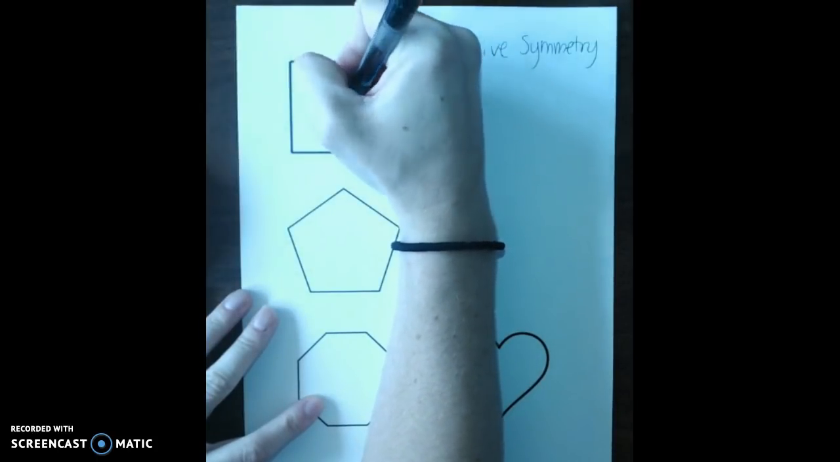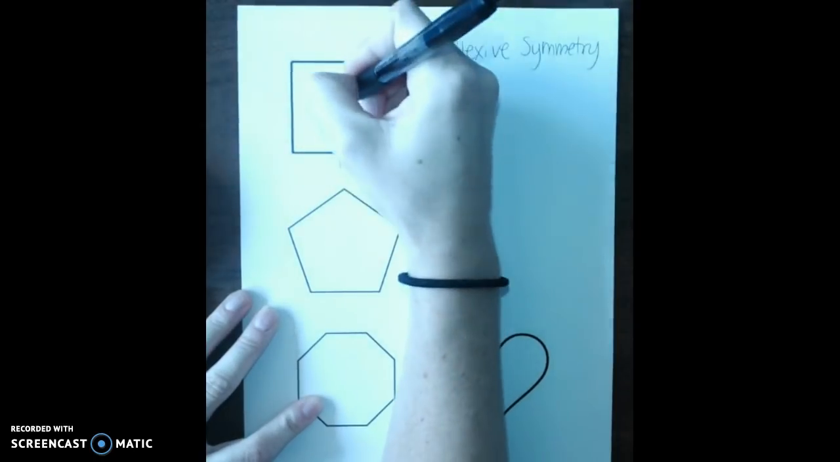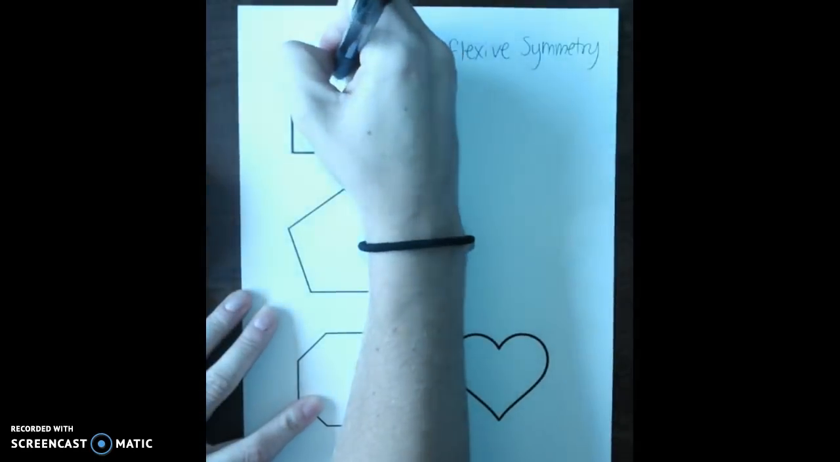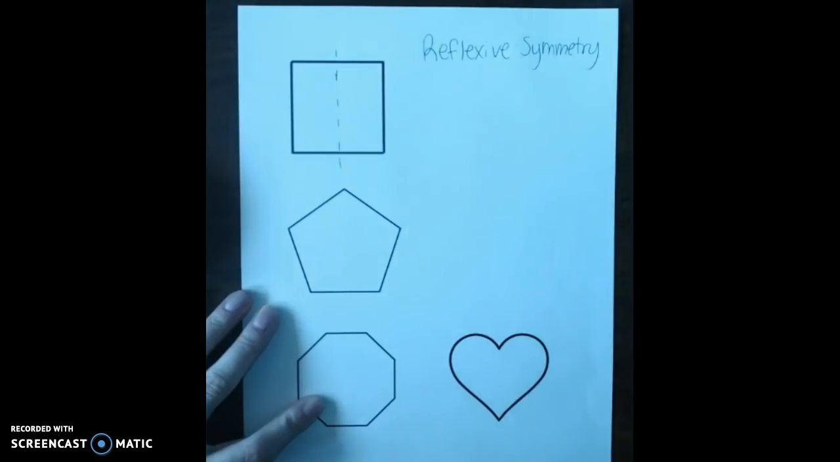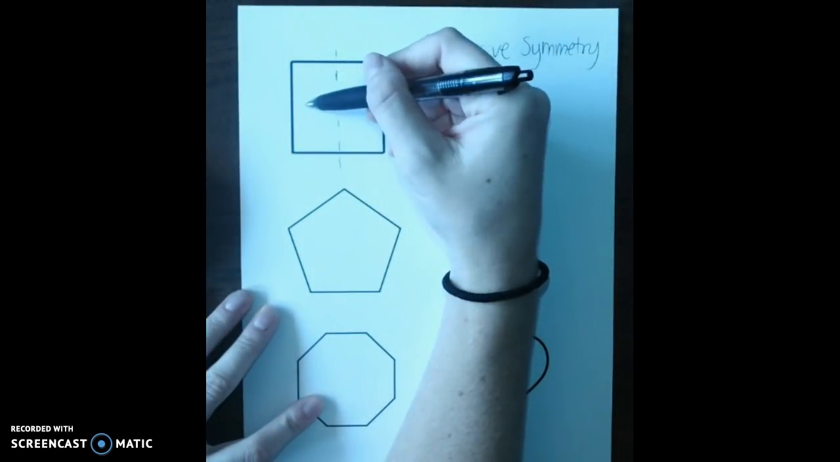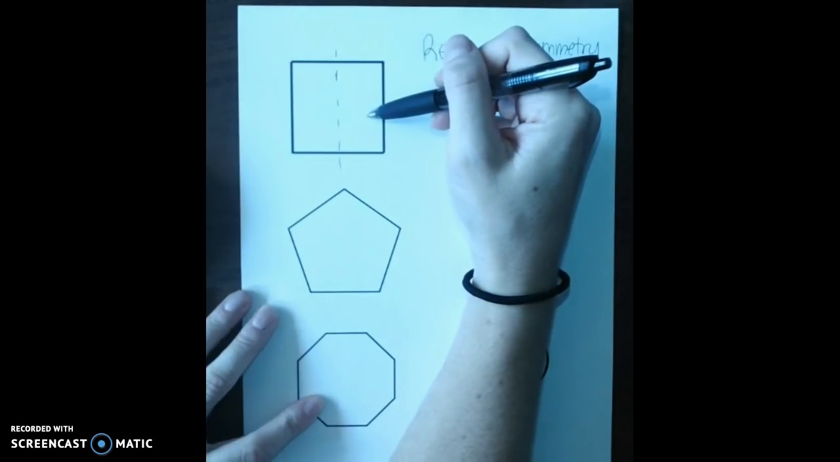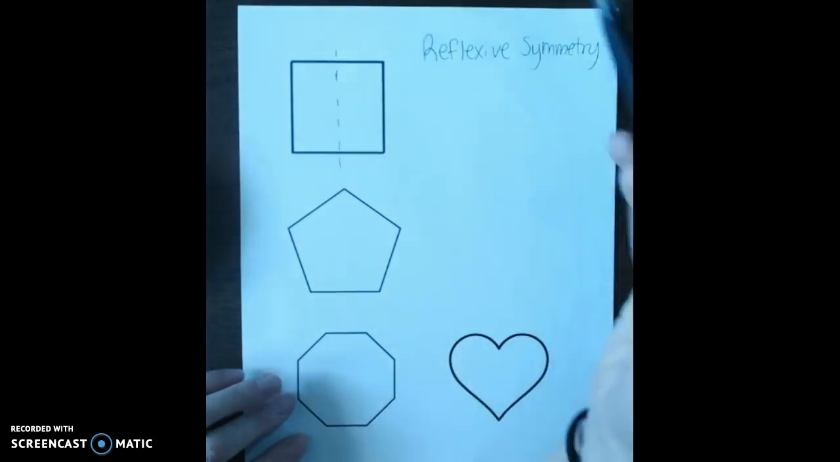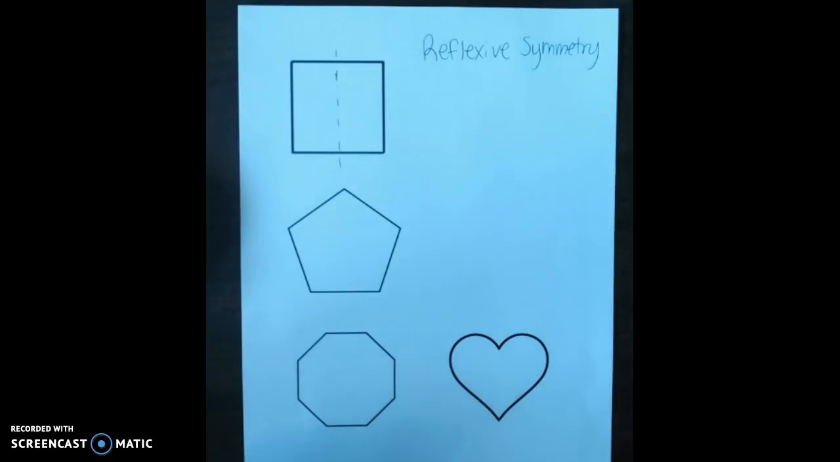I'm going to draw kind of a dotted line. My pen is not working, but there you go. If I thought of this dotted line as a mirror, you could see that it would be the same on this side and this side. The other way you could think of it is if you're not really seeing the mirror image, you could imagine folding it along that dotted line.